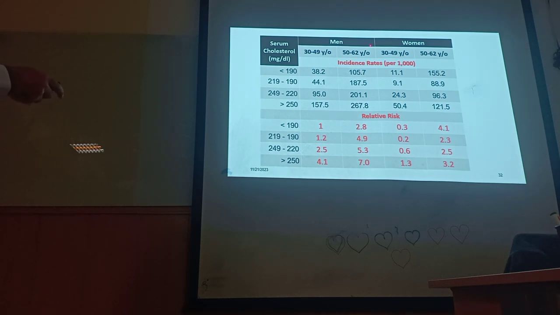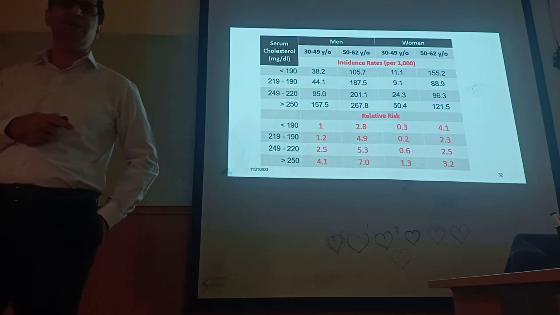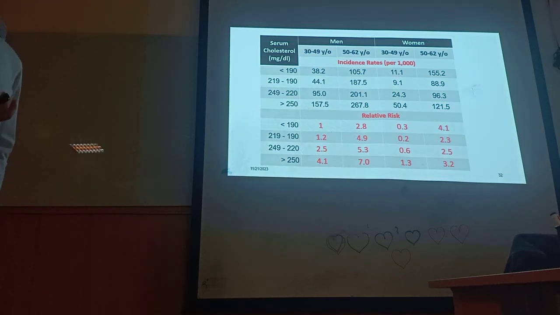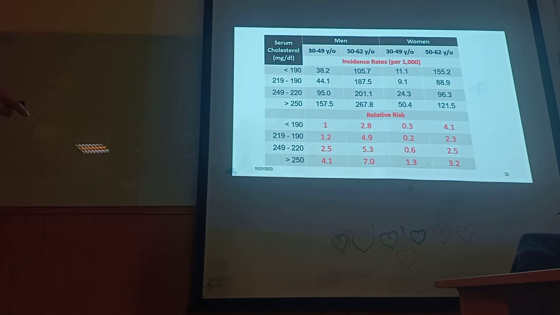Incidence of the disease for men of 50 to 62 is 2 times that of men in the range of 30 to 50 years old, among those who have serum cholesterol lower than 190. So the interpretation is also very important. For all cases, you can compare that specific cell to this baseline one.